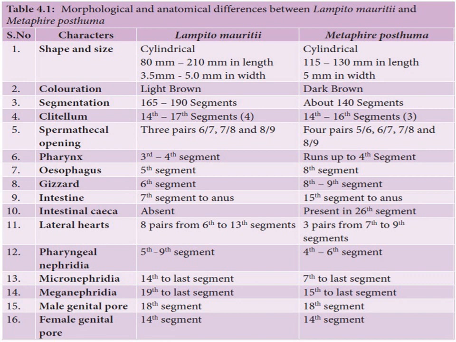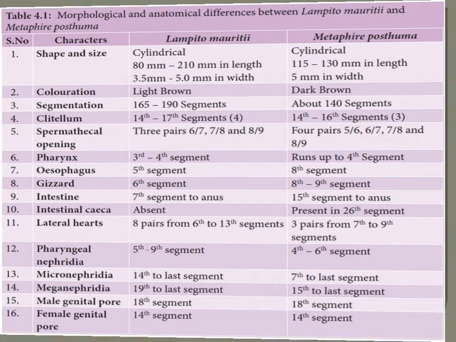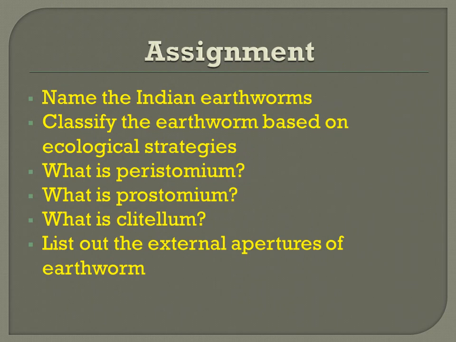Fine, so let us go through a few assignments regarding today's portion. The first question is, name the Indian earthworms. It is given neatly in the previous slides, and either you can go with that, or else we have sent the pages of the textbook. From there also you can collect it. Then the next one, classify the earthworm based on ecological strategies. That is epigeics, anecics, endogeics.